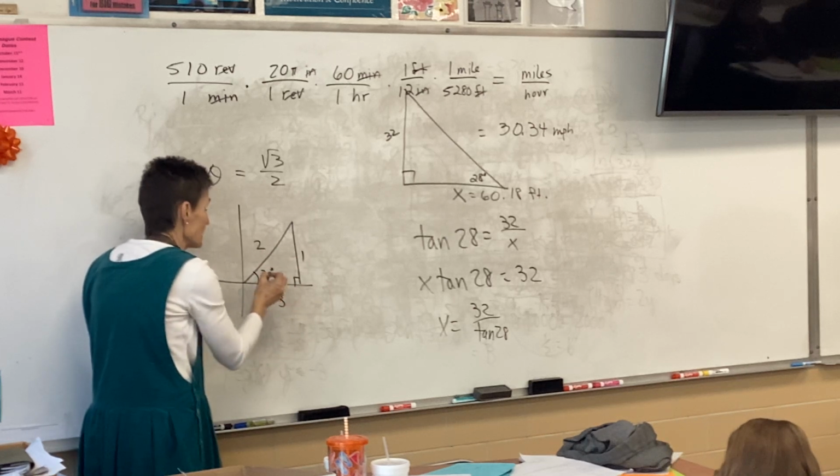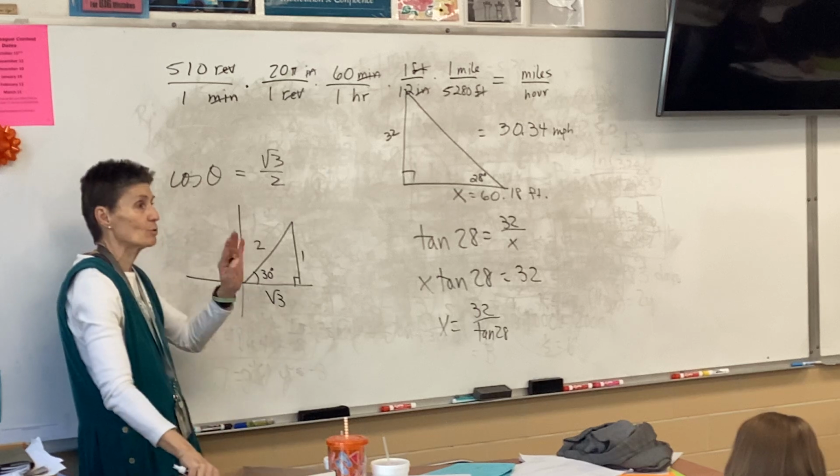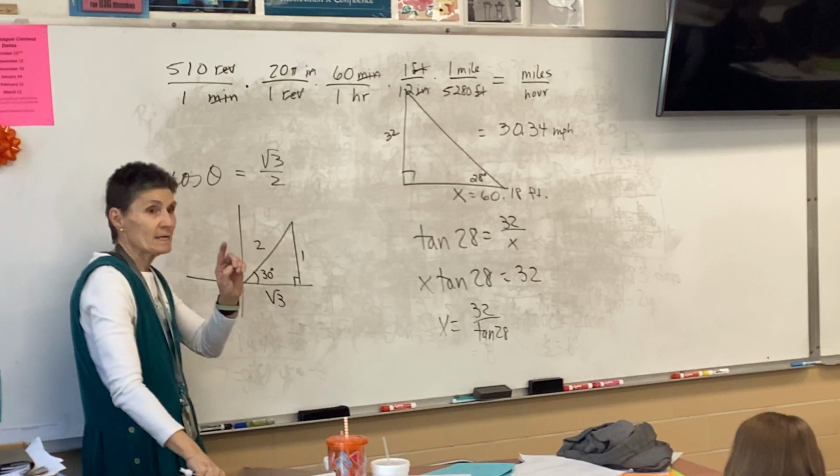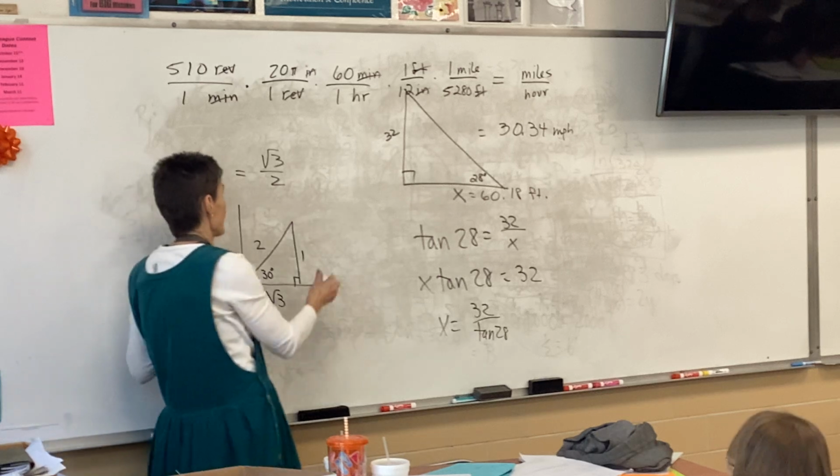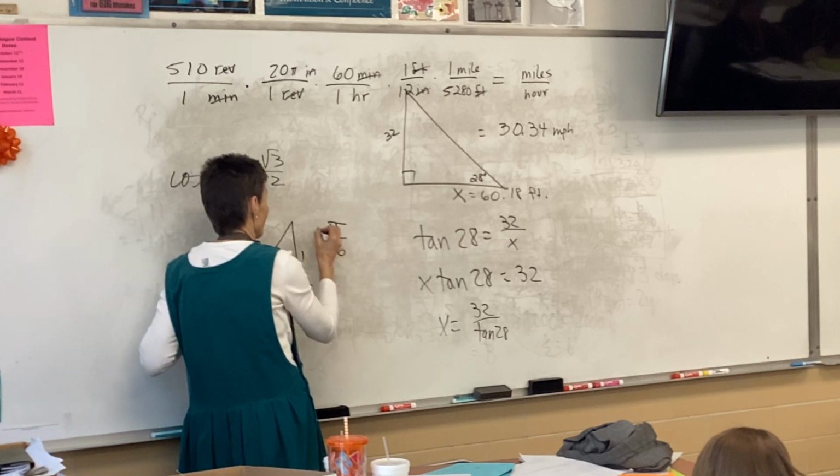It's 30 degrees, but I need that to be in radians, so I just need to know what it is. 30 is what fraction of 180? Pi over 6. So pi over 6.